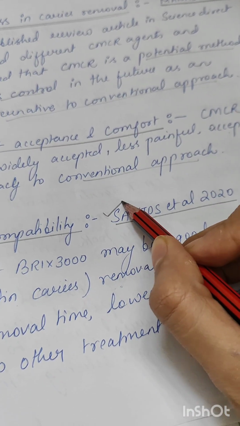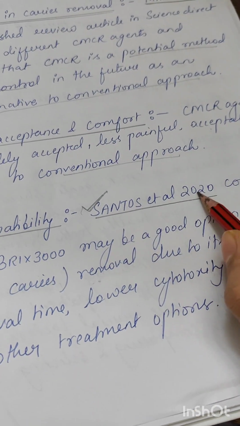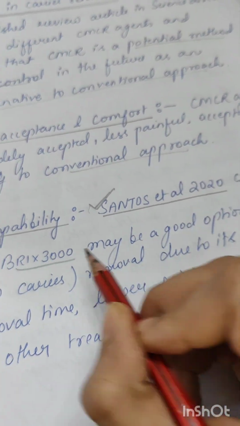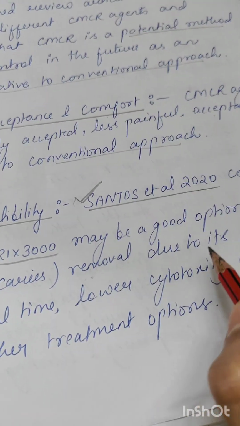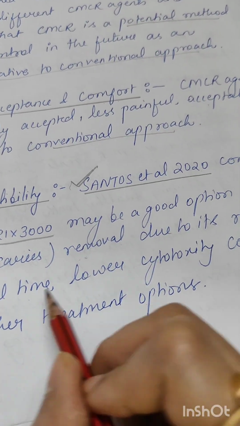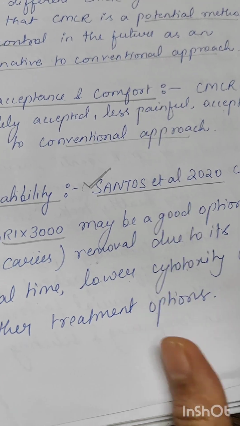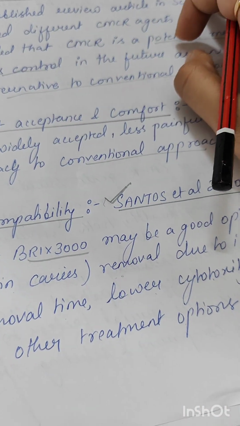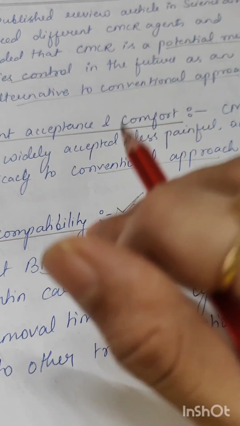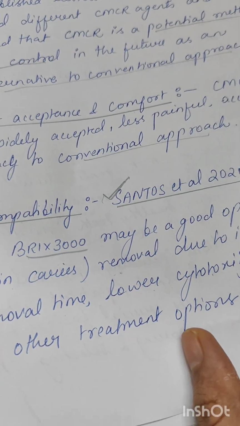Biocompatibility, again by Santos et al. 2020, concluded that Brix 3000 may be a good option for CMCR due to its reduced removal time and lower cytotoxicity compared to other treatment options. Okay, effectiveness was studied by Manal S. et al. 2023, and biocompatibility by Santos et al. 2020.